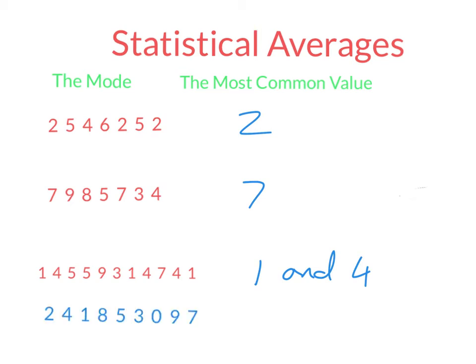And here's just one more final example. This time we have a 2, 4, 1, 8, 5, 3, 0, 9, 7. Now, if you look at the digits, they all occur only once. No digit occurs more than any other. And so in this instance, there is no mode. And that's our answer this time.